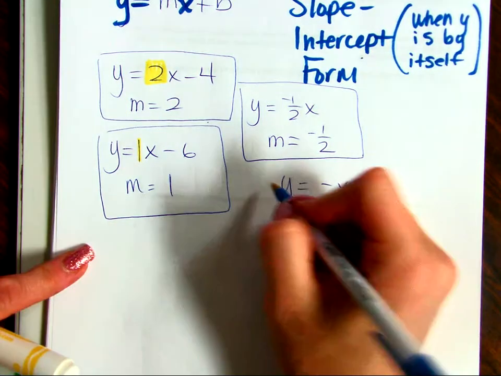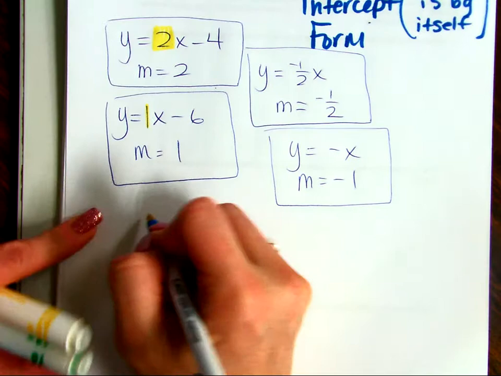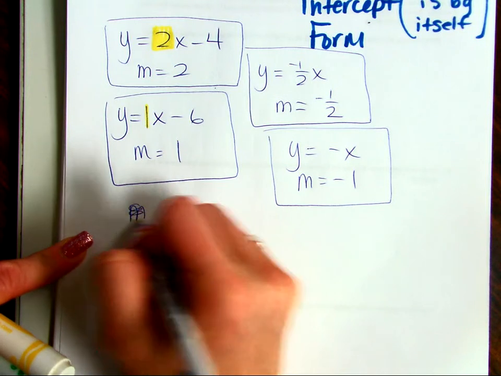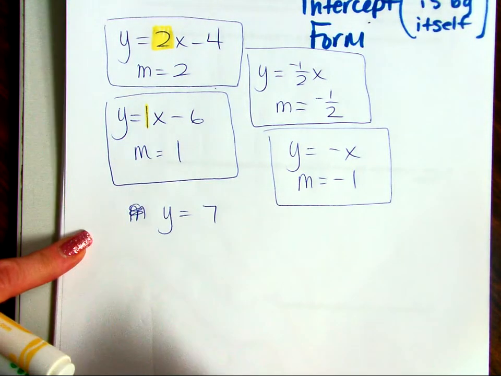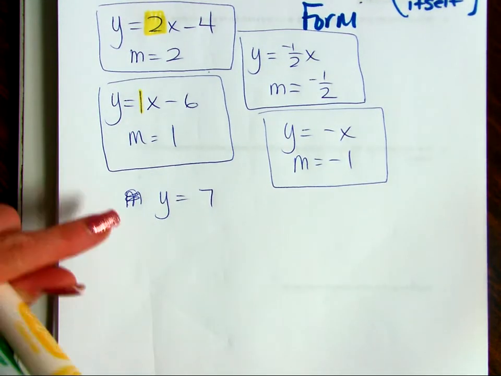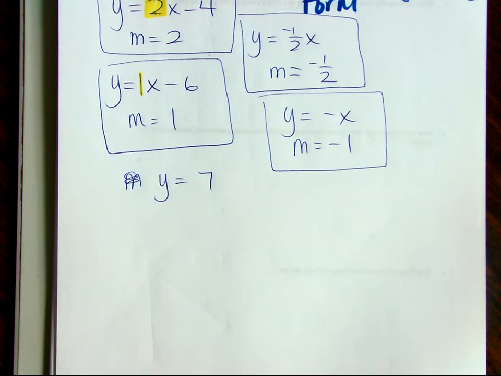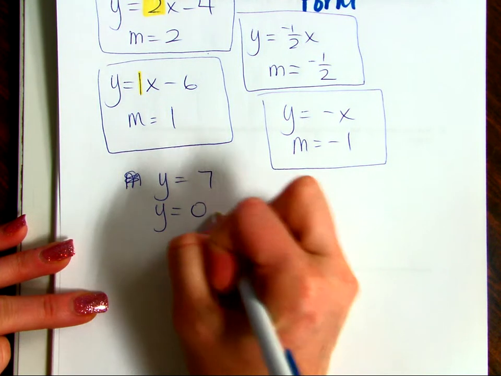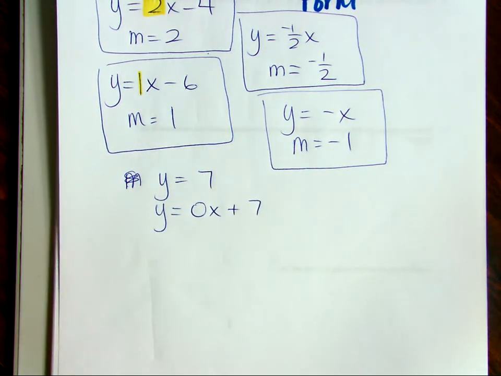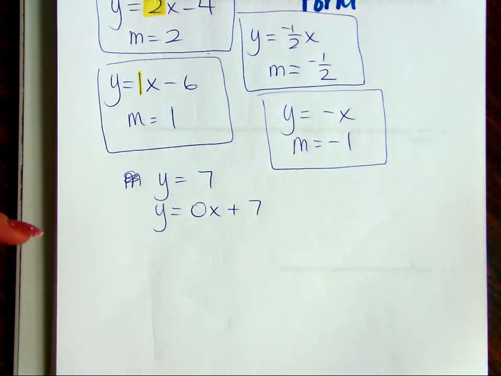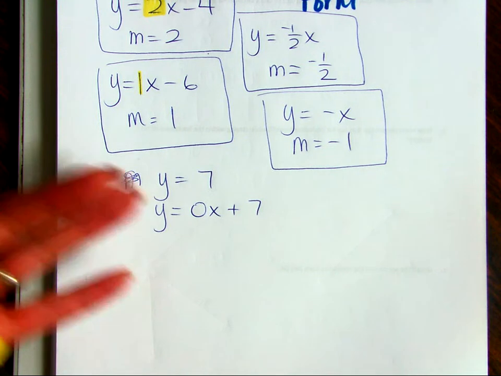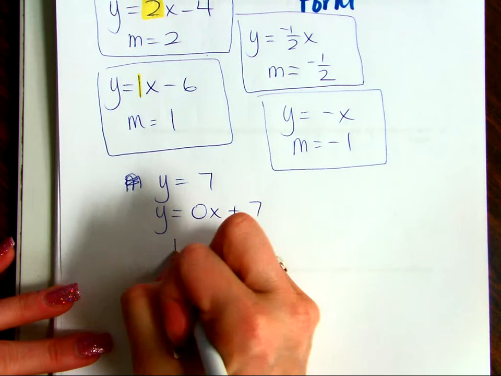So here the slope is -1. Okay, that's too easy. Let's try to trick you. Y equals 7. You're going to see ones like this pop up, and here's what you need to know. Do you see an x anywhere? So is it kind of the same as having 0 x's? Does that help? So what is the coefficient of x? 0. So what is your slope?